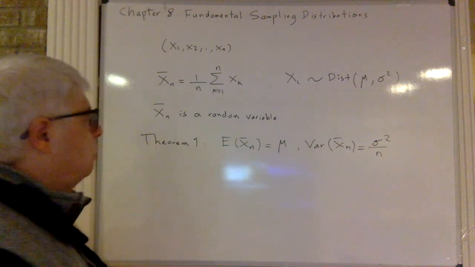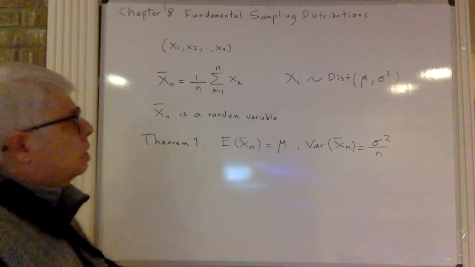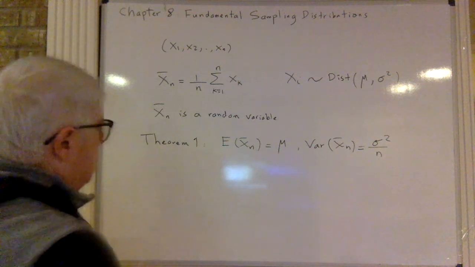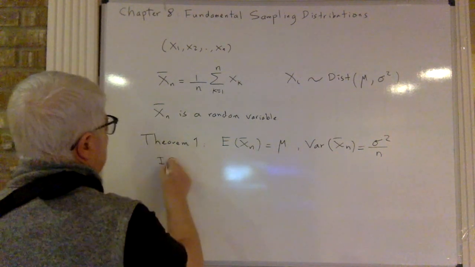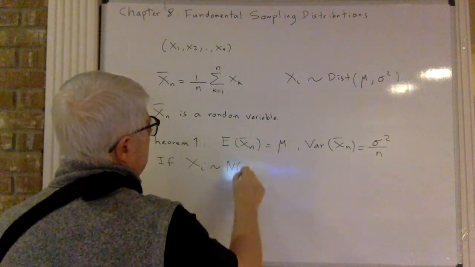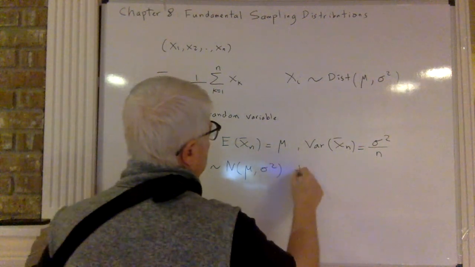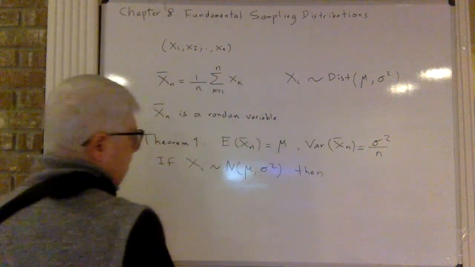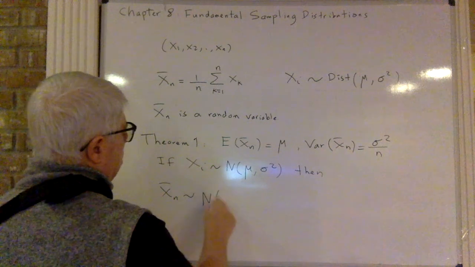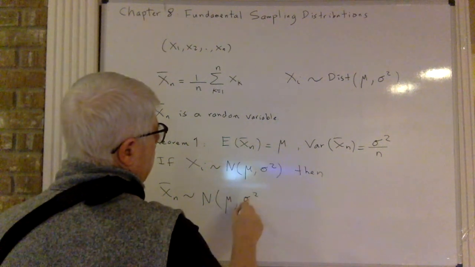But now, the theorem, in fact, is not this. This is part of the theorem. The theorem is that if the distribution is normal, so if each one of the xi is normal with mean mu and variance sigma squared, then X bar n is normal with this expected value and this variance.